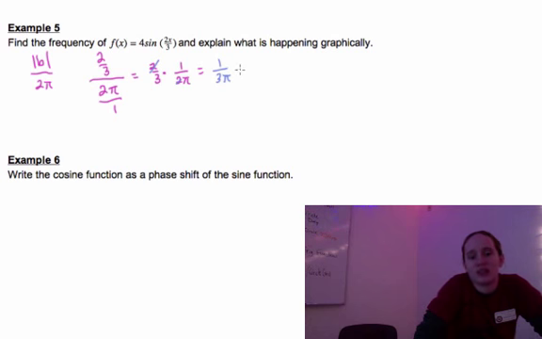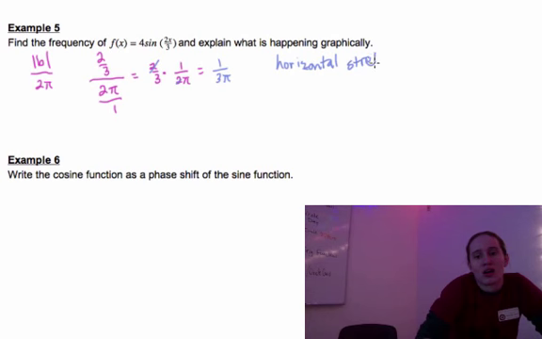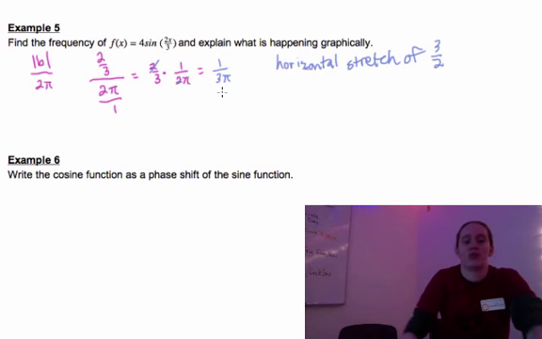So that means, if we explain what is happening graphically, because it's 2/3 and it's on the inside right in front of x, that's a horizontal stretch of the reciprocal, which is 3/2. And so what's happening is that we'll have one sine curve at 1 over 3 pi.